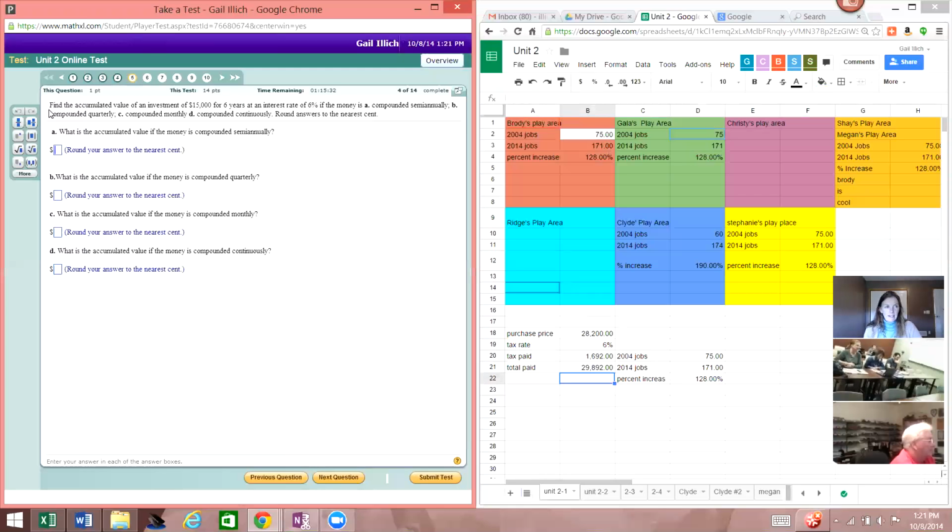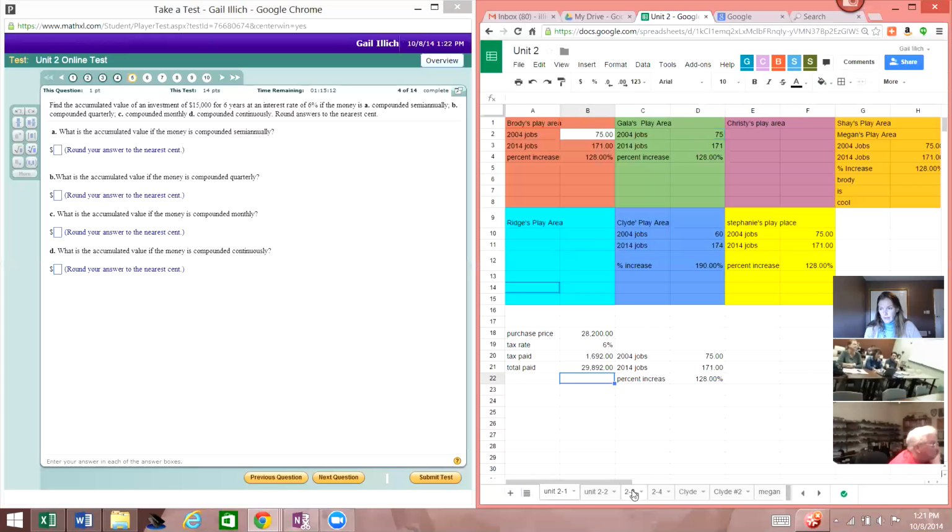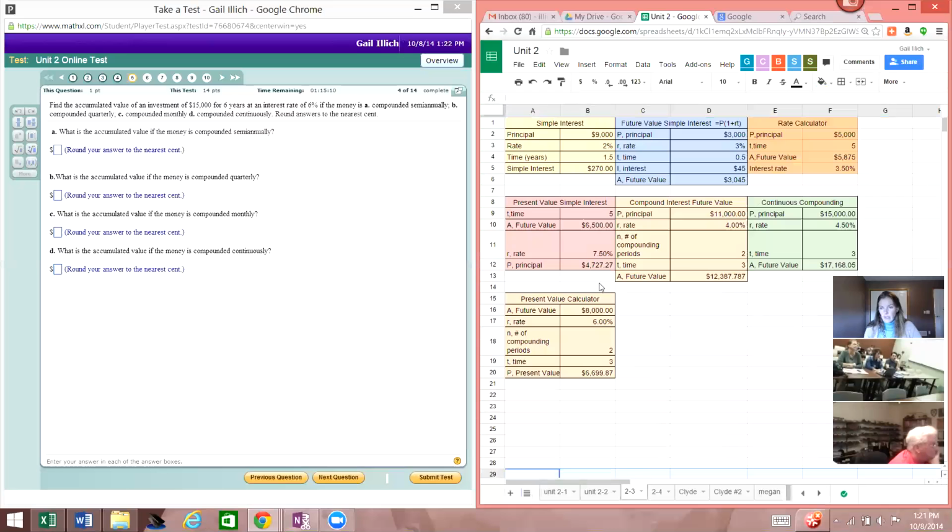All right. Now it says, find the accumulated value of an investment of $15,000 for 6 years at an interest rate of 6% if the money is compounded semi-annually, quarterly, monthly, continuously, round to the nearest cent. Okay, so that was in 2.3, I think. Yeah, 2.3. And that's dealing with these different types of compounding. So that's this compound interest.